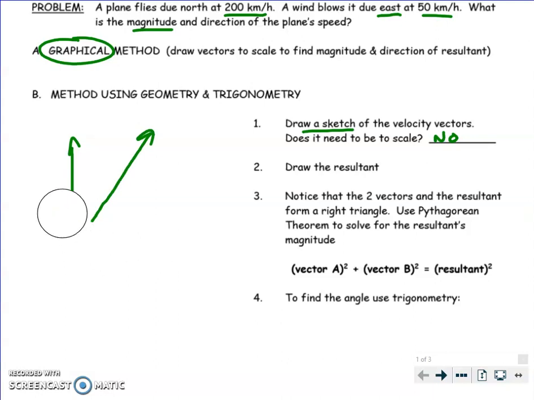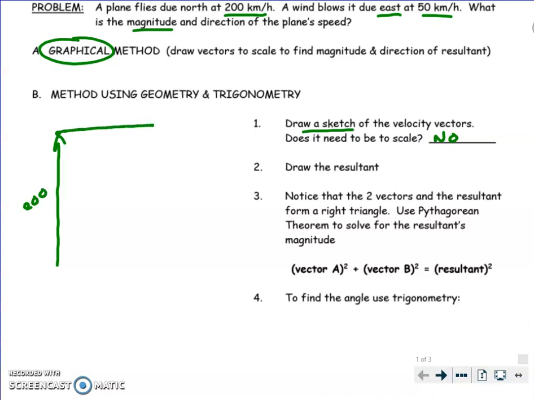A simpler way of doing it, and one I highly recommend, is draw them tip to tail. So if I draw my first vector as my north vector, I'm going to label this 200. Then if I want to put the eastward vector, put it at the end of the north vector, something like that. So what I want you to recognize here is that then we can immediately sketch our resultant. Our resultant looks like that. That's R. So we want to find that value, and I want to find what direction this is pointing.